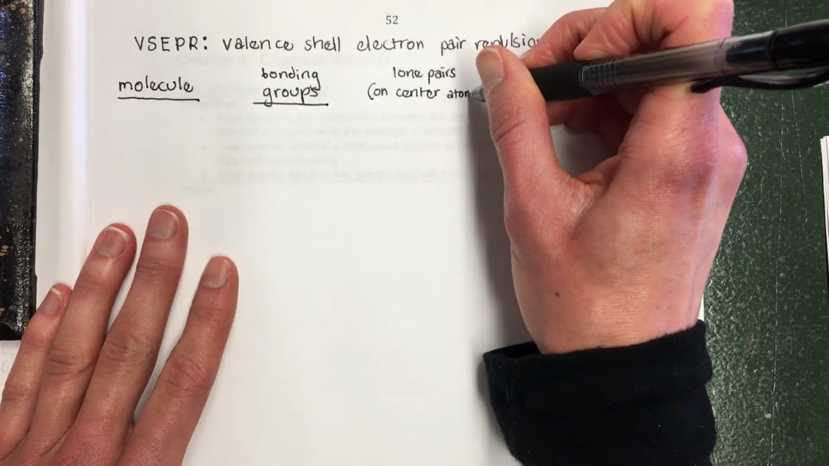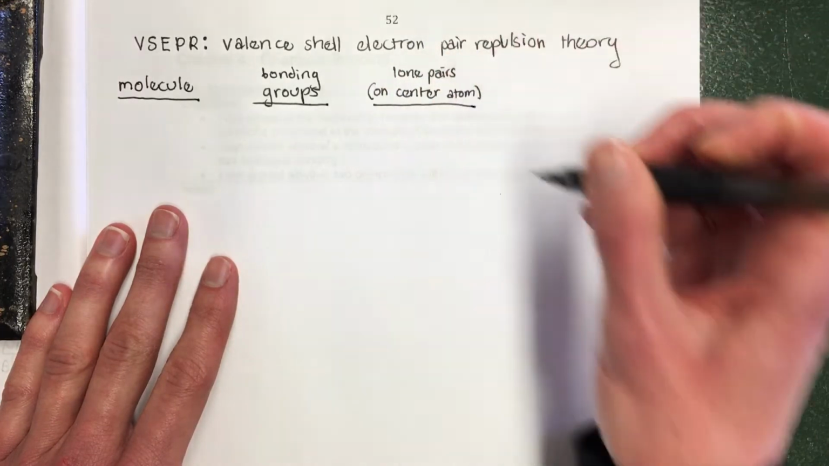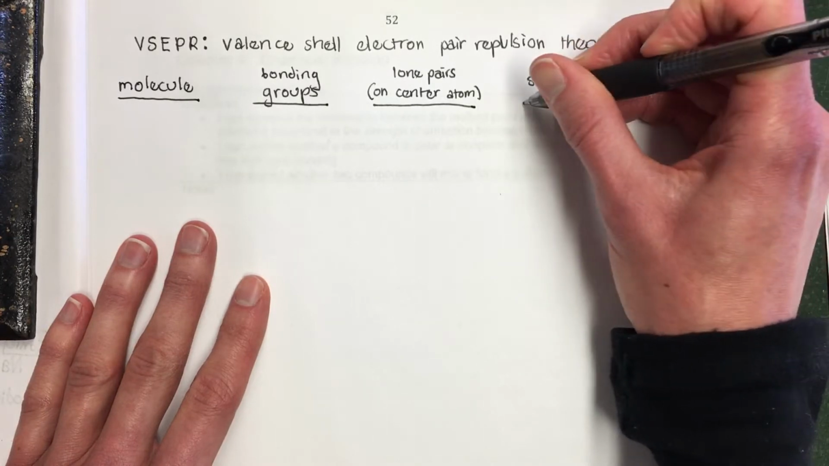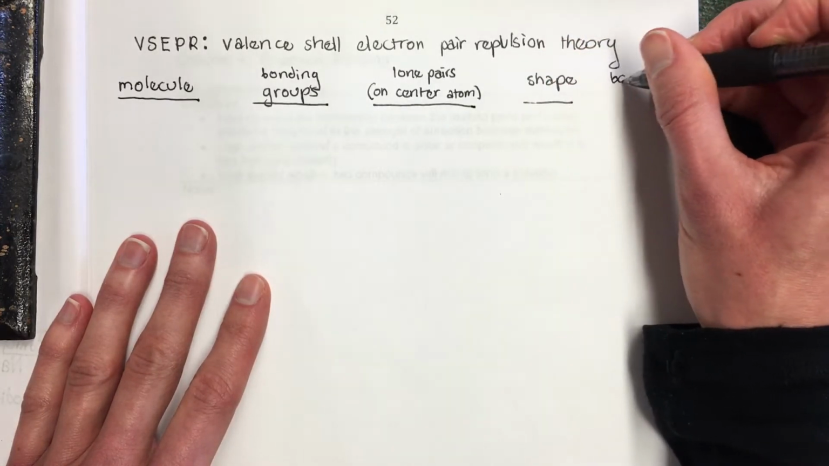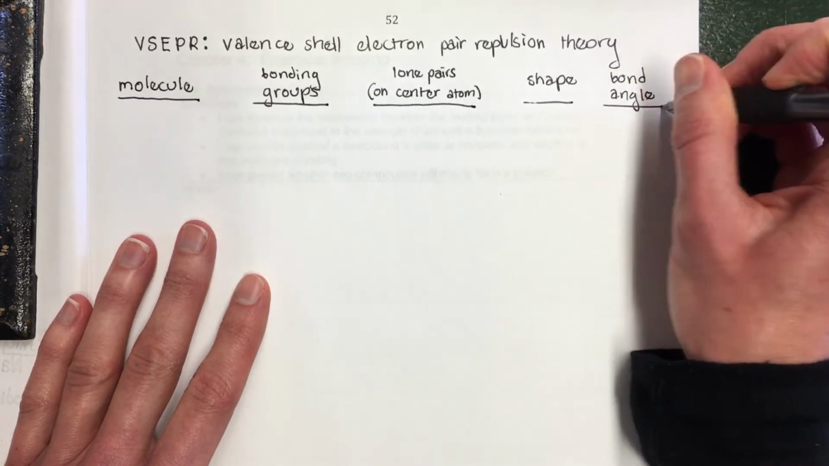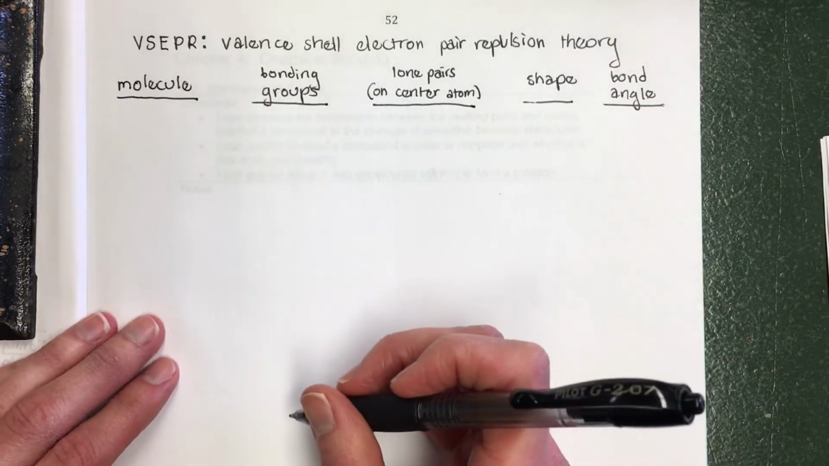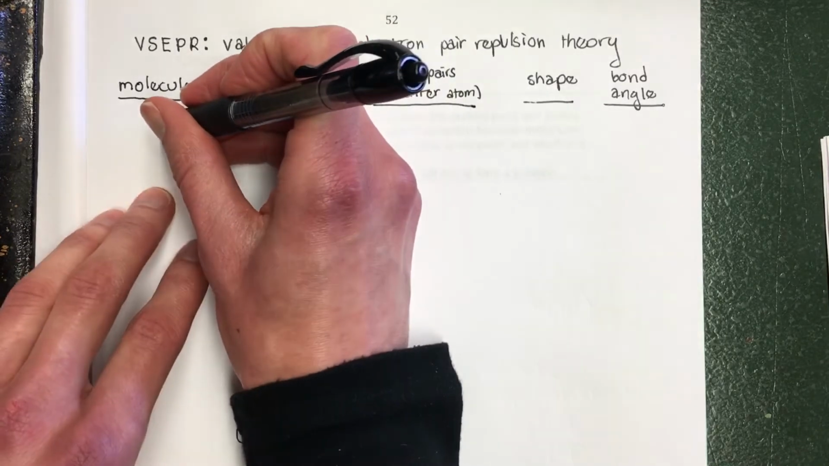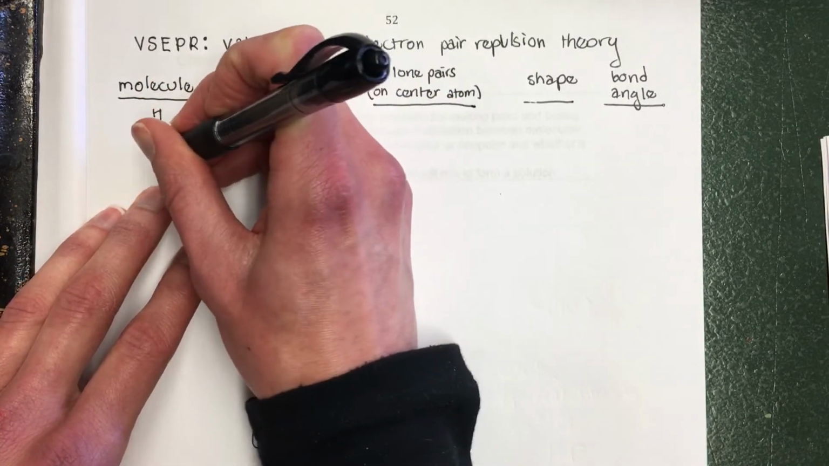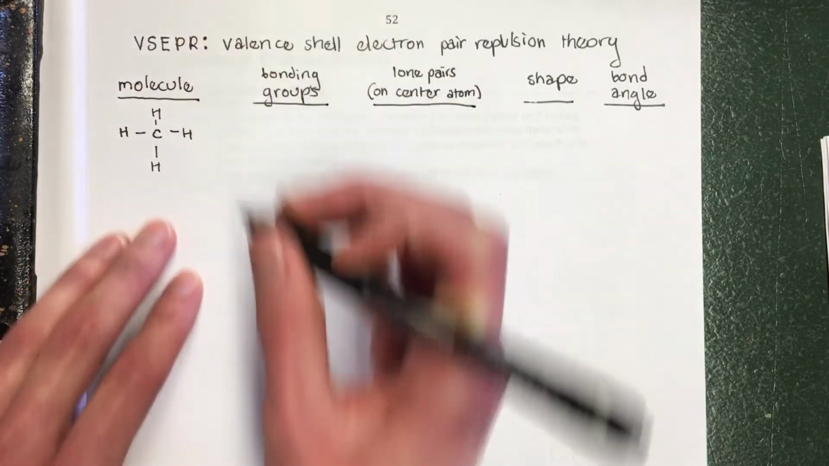A lot of this will become a lot more clear when we draw these pictures. Then I'm going to tell you what that shape is called and what the bond angle is for that particular shape. All right, so you can take notes with me and draw these molecules along with me. So first one we're going to do is methane. This is natural gas. It's a carbon with 4 hydrogens bonded to it.